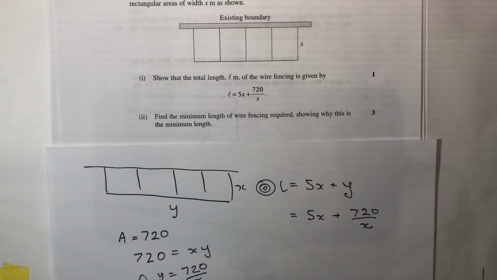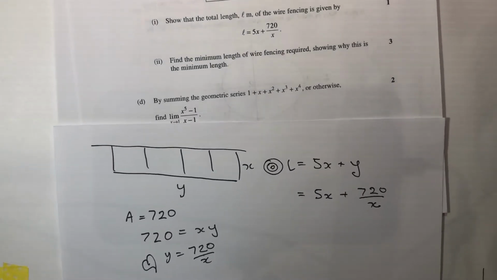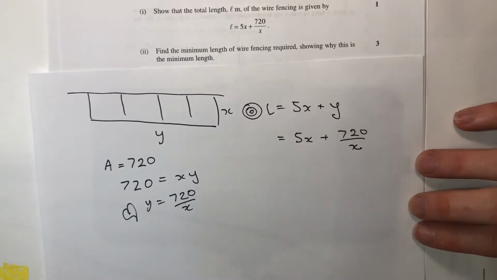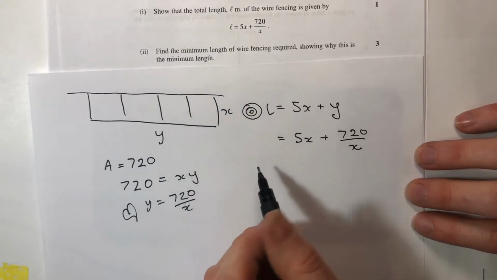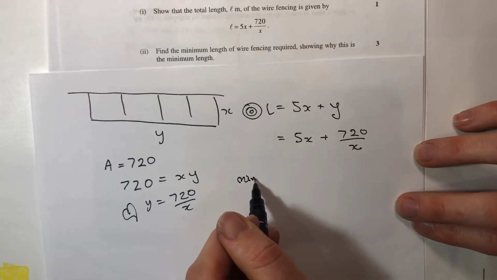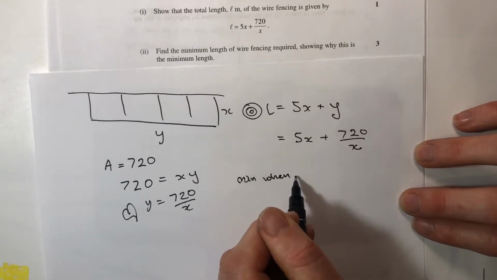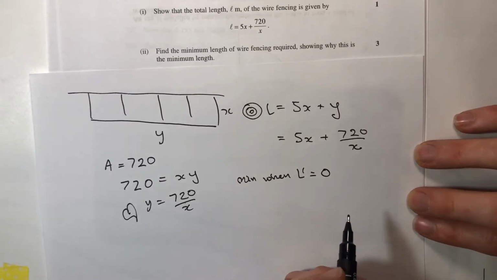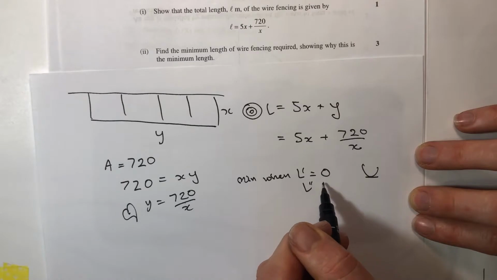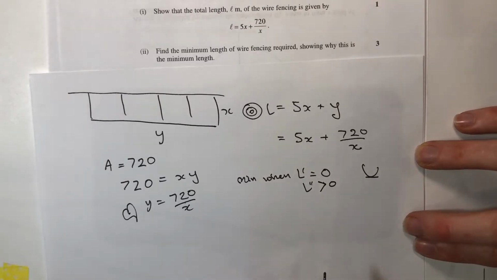To find the minimal length of y required, this is a maximum-minimum question, so straight to differentiation, applications of calculus. So all I really need to do is minimize this function. Minimum when L dash equals 0, derivative's got to be 0 for a flat spot, and L double dash is positive to create that smile.